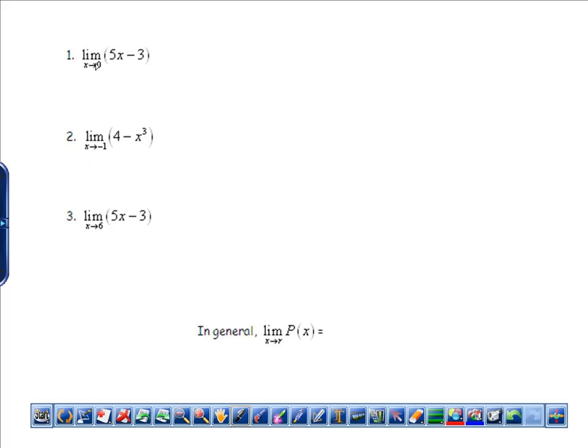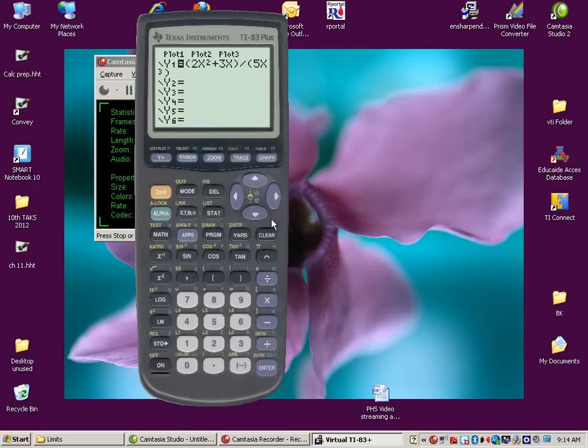So in number 1, we have the limit as x approaches 0. Now if you're given something really basic like a linear or even a higher order polynomial, all you really have to do is plug in the number, but I want to show you what happens in your calculator. So let's go into y equals, and let's put in 5x minus 3. We can look at the graph here, zoom 6. I want to know what's happening at 0. At 0, clearly, from both sides, the y value is approaching negative 3. We can look at the table as well.